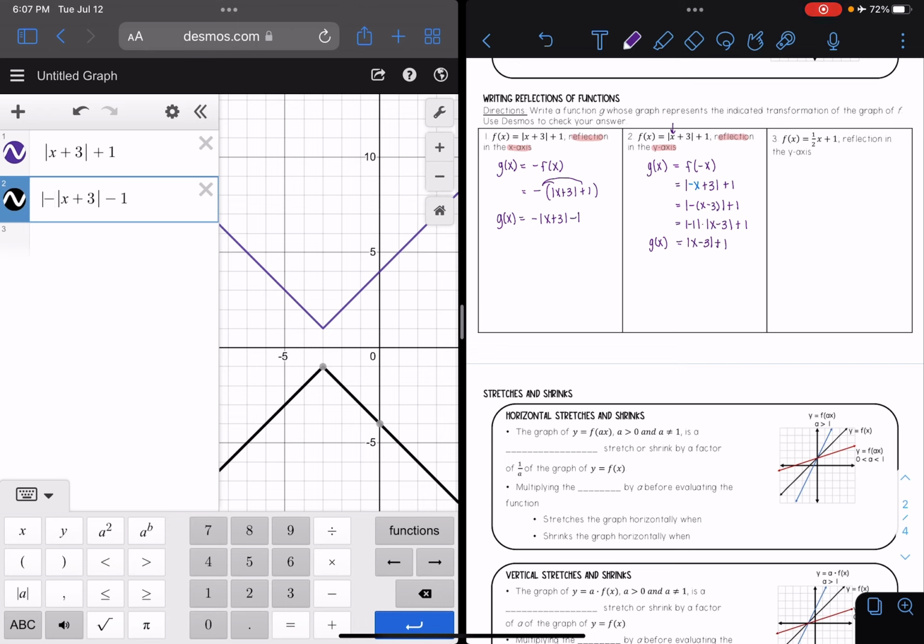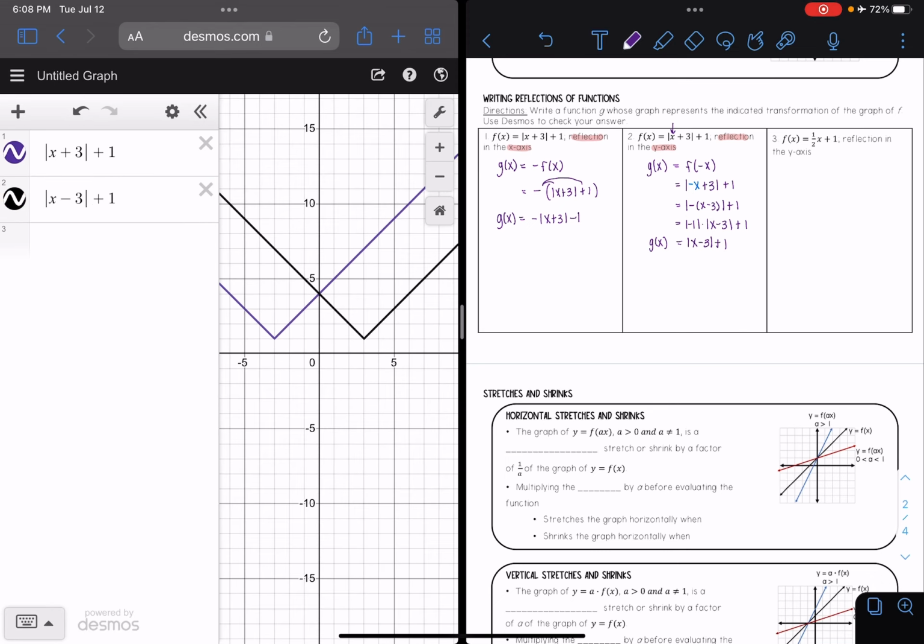So I have my same f function here, but now that's going to become x minus 3, and this is going to be plus 1. And so looking at that, I see that it is definitely reflected across the y-axis.